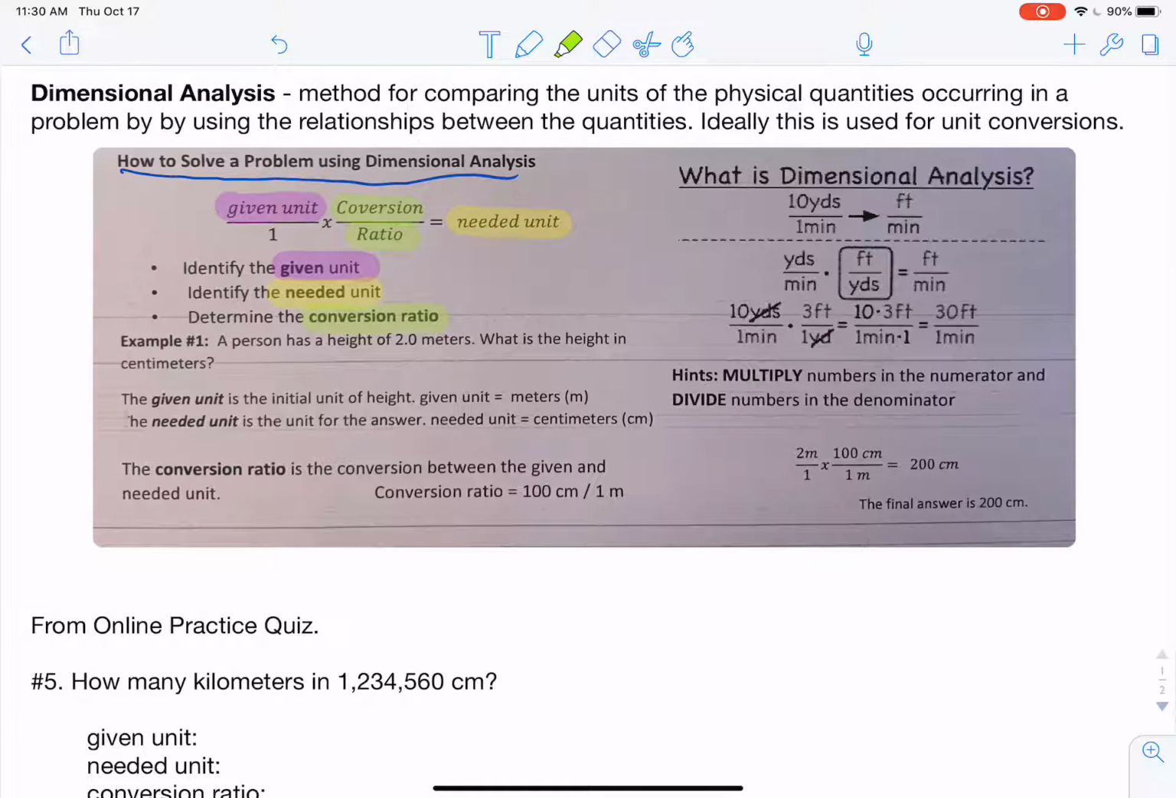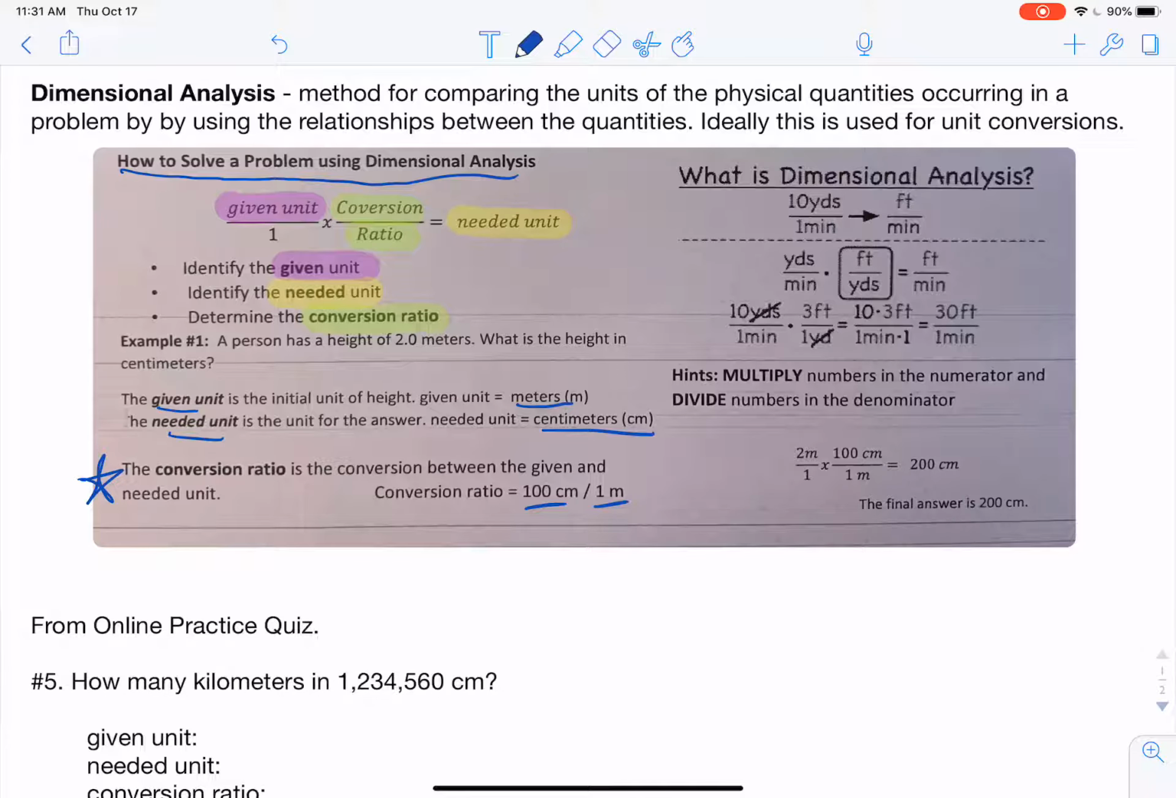I think it's best to do this by using an example. It says a person has a height of 2 meters. What is the height in centimeters? Our given unit in this case was meters, and our needed unit was centimeters. And our conversion ratio, that's where we need to figure out the relationship between them. If I have 100 centimeters, we know that there is 1 meter.